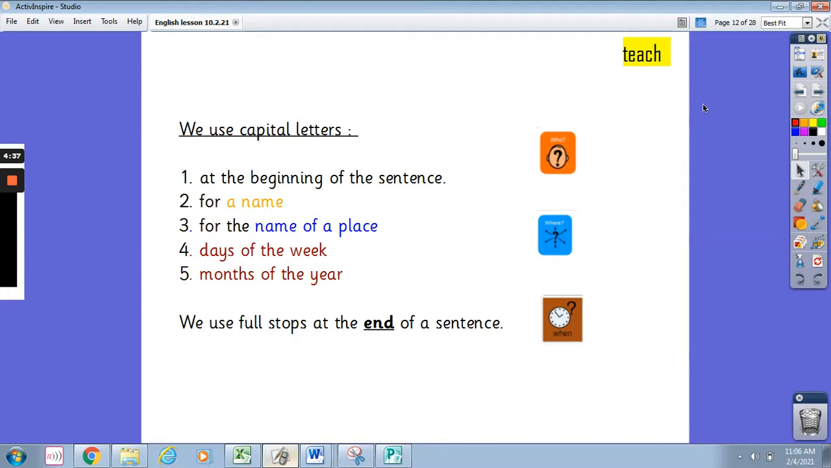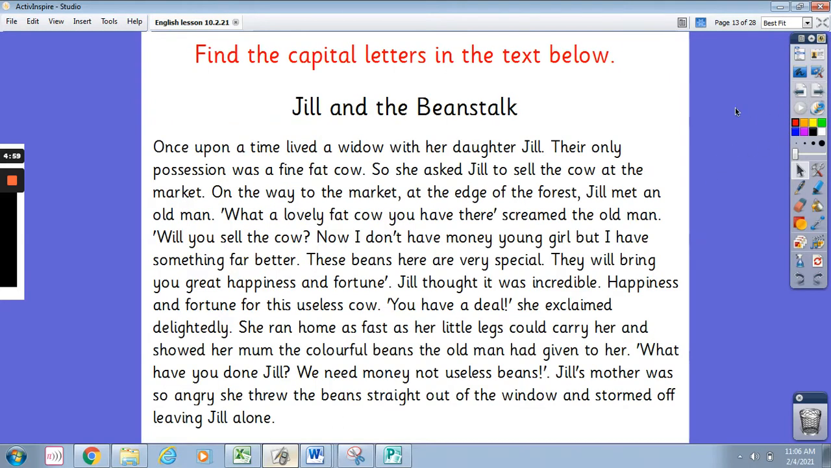So I want to remind you, this is what you learnt last week. We're going to go over it again so that you know it really well. We use capital letters at the beginning of the sentence, for a name, for the name of a place, for days of the week, for months of the year, and we use full stops at the end of a sentence.